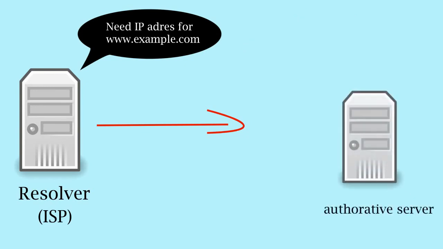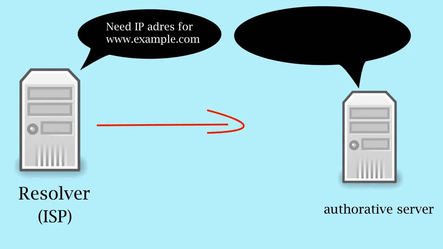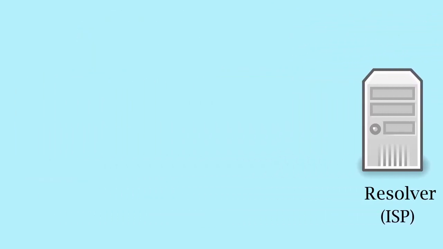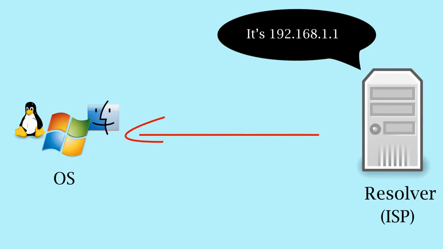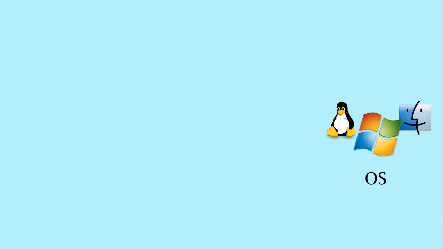Then the resolver goes to the authoritative server and asks for the IP address. It says, hey, I know it. It's 192.168.1.1. Then the resolver goes back to the OS and tells that IP address. And your OS tells that to the browser.